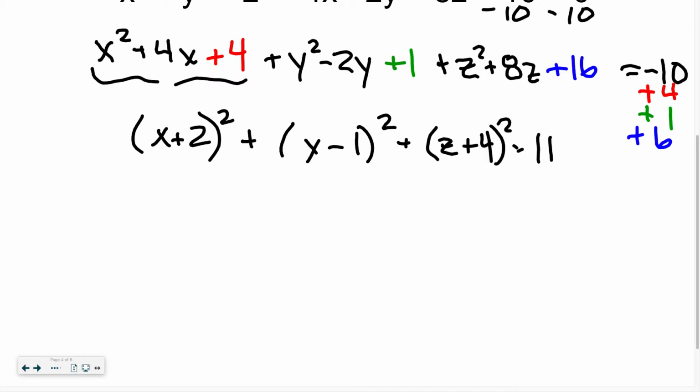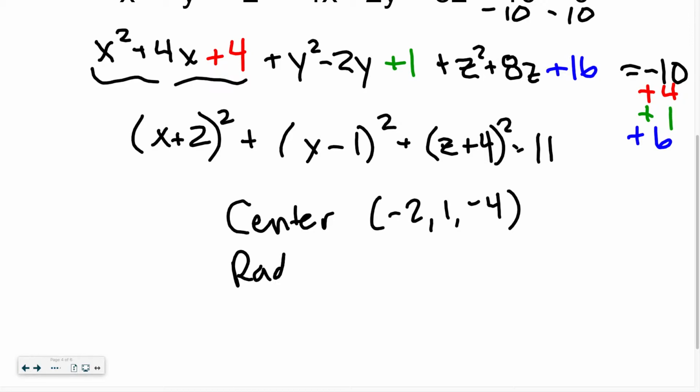Okay, what is your center point? Negative 2, 1, and negative 4. Excellent. What is your radius? Square root of 11. So r squared is equal to 11, therefore r must be the square root of 11, which is probably like 3.2, 3.3, something like that.